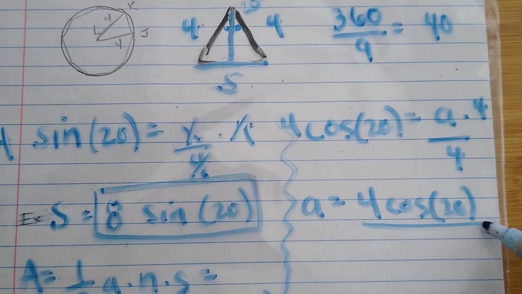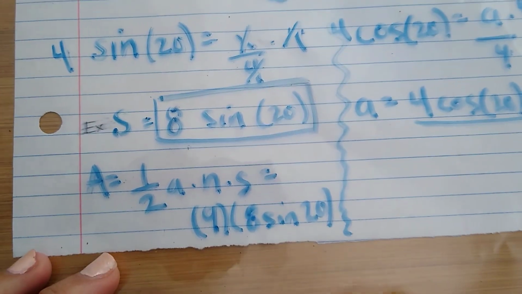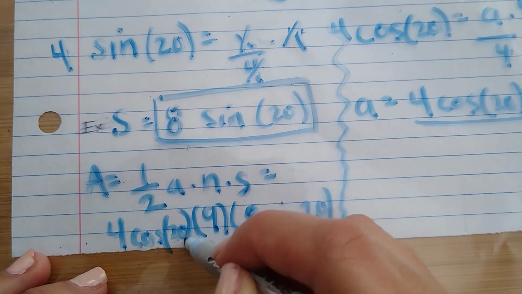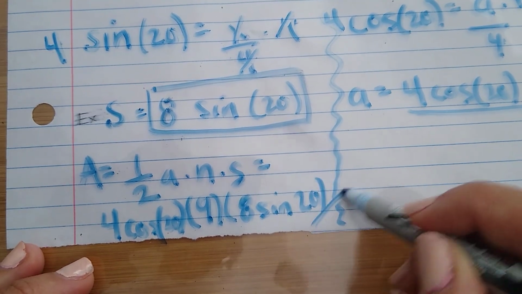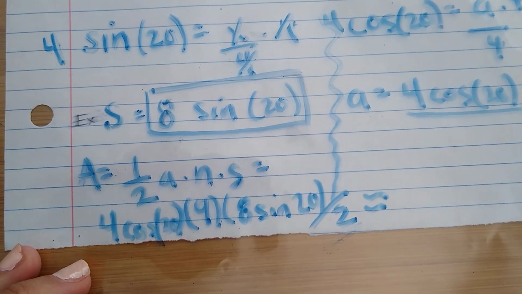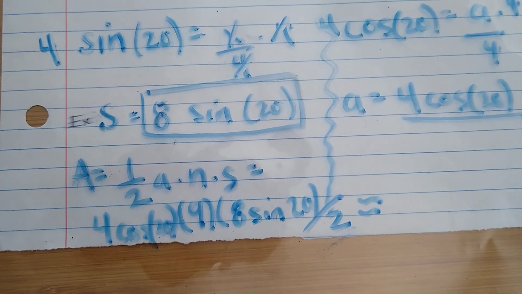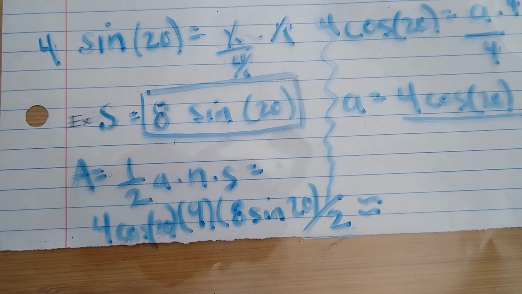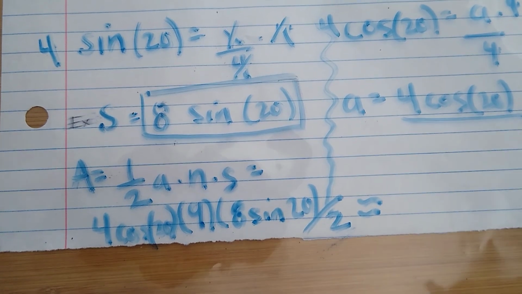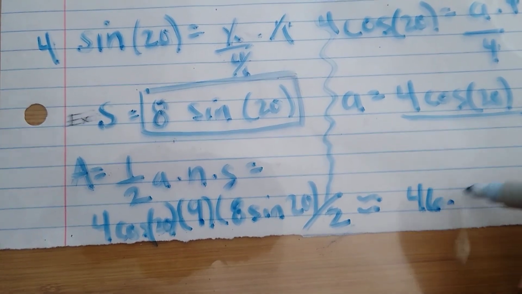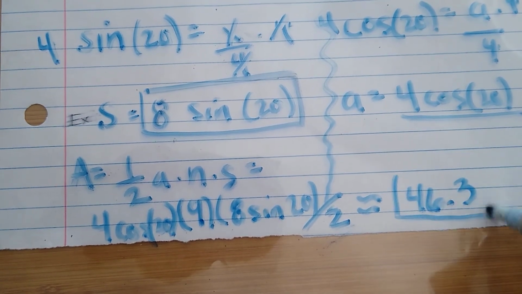I'm going to plug this in here so that I can plug everything in all at once, all divided by 2. When I do that, I'm going to round it, and I plug that in, making sure that I'm in degrees. I'm going to be rounding it to my nearest tenths, and it's going to be about 46.3 square units.